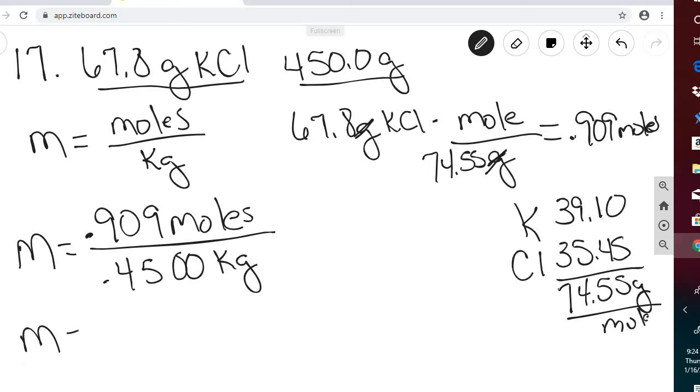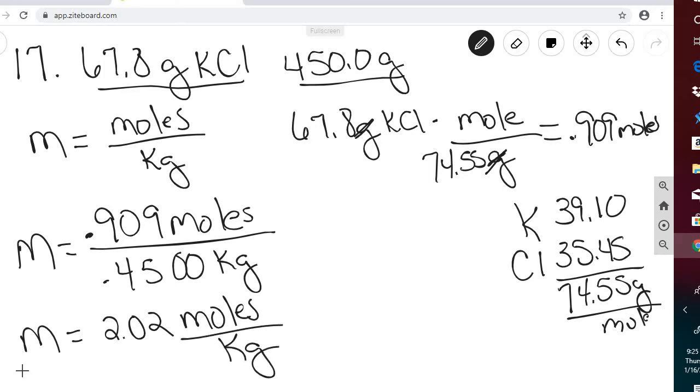So molality, if we do that math, will come out to 2.02 moles over kilograms. So that's our answer for number 17.